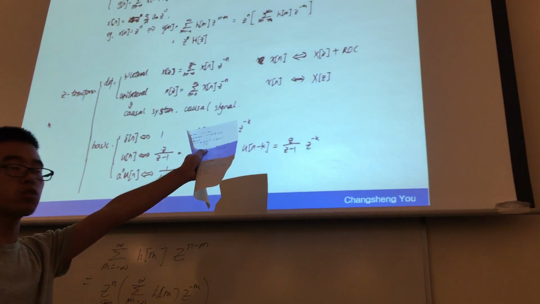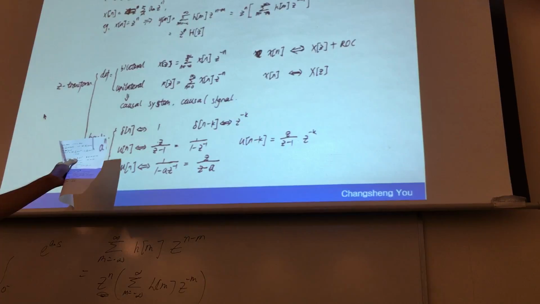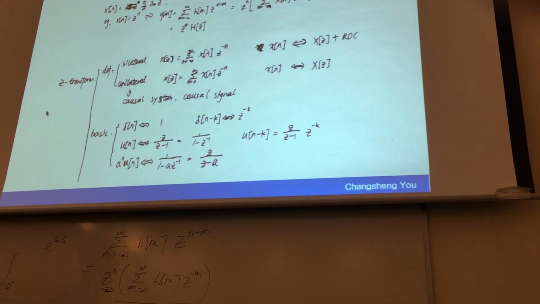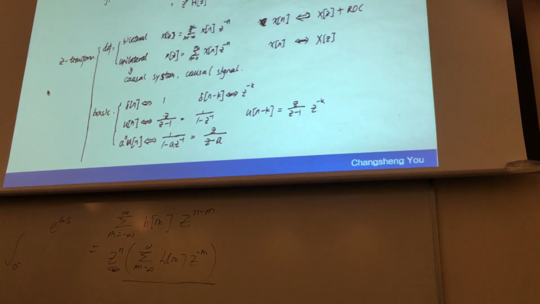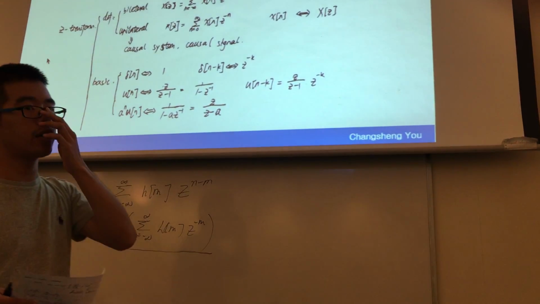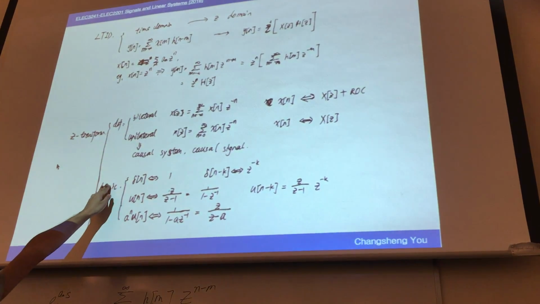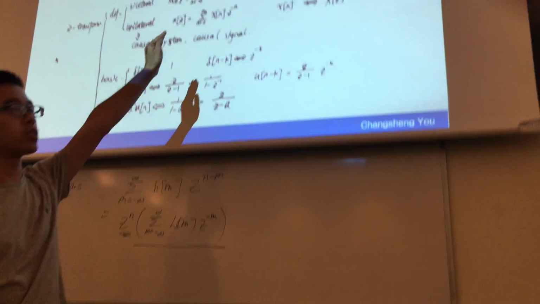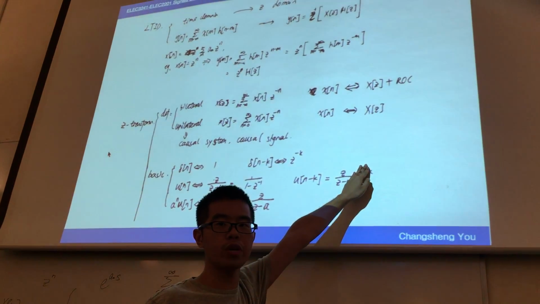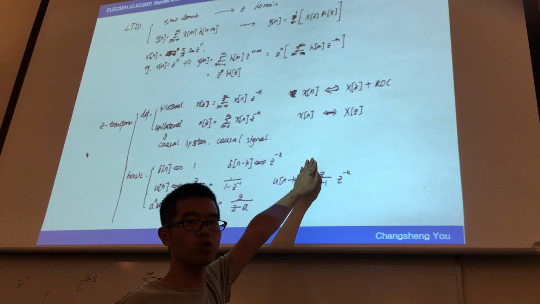This can simplify the analysis of causal systems and causal signals, because they always have output after n equal to 0. So in this topic we consider the unilateral definition. For one Z transform, it corresponds to one original input signal.